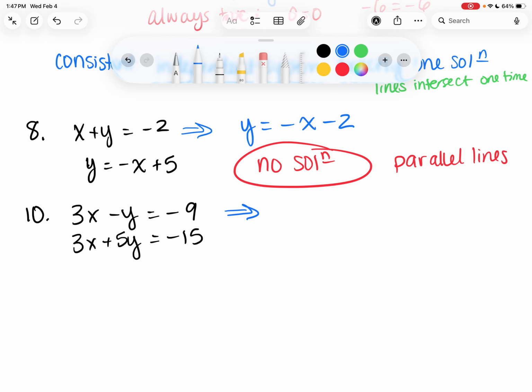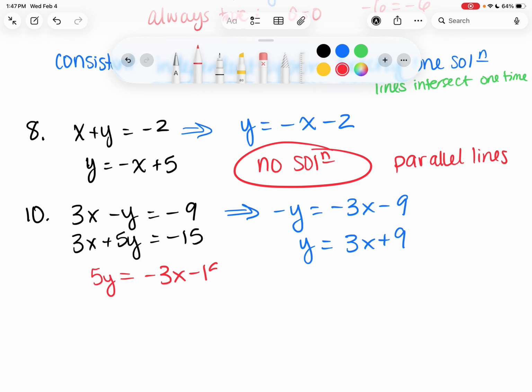All right, so I'm going to get this top equation. I need y by itself. What do I do? Subtract 3x. So I'll have negative y equals negative 3x minus 9. And then now what? Divide by negative 1. So that means y equals 3x plus 9. So that's the first equation. I need to do the same thing over here to get y by itself. So what do I do first on this one? Subtract 3x. So we have 5y equals negative 3x minus 15. Now what? Divide by 5. So y equals negative 3/5 x minus 15 over 5, which is 3.